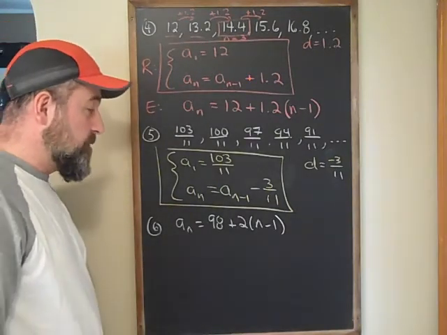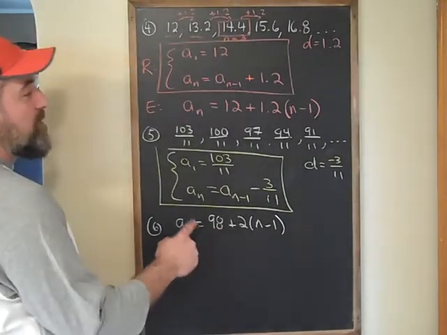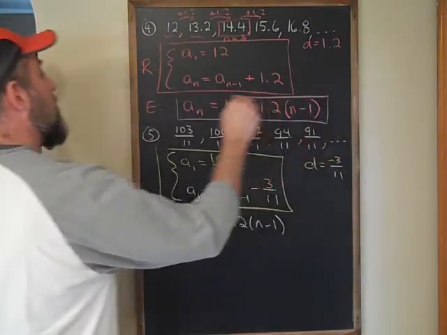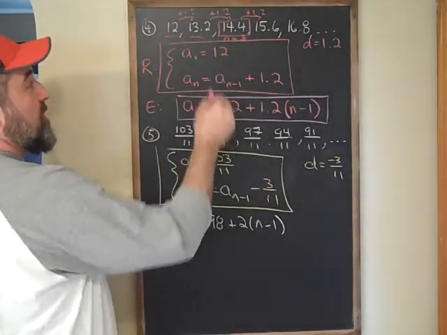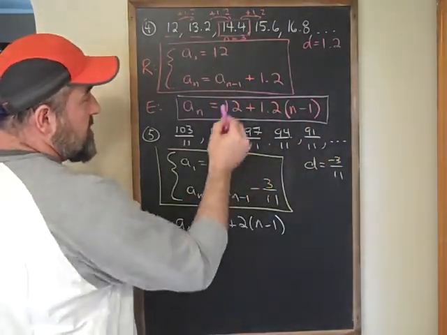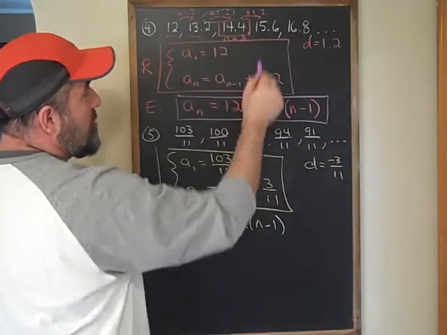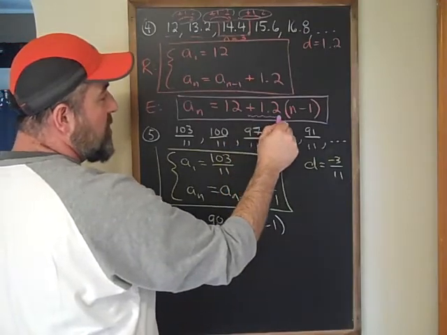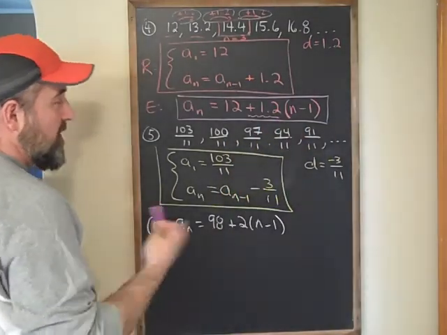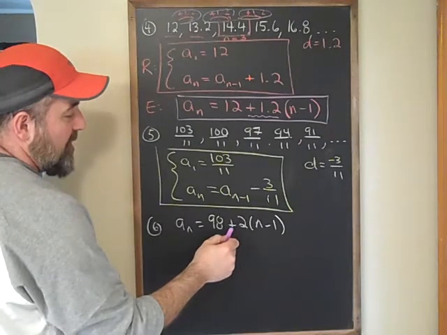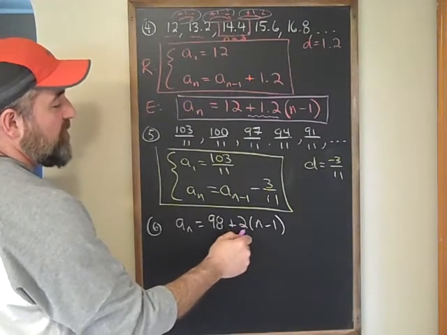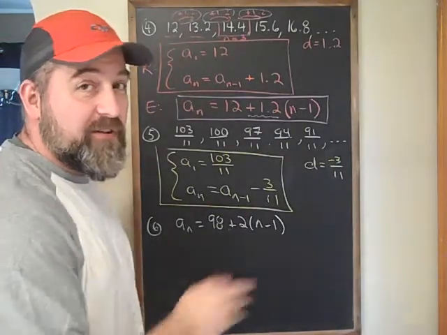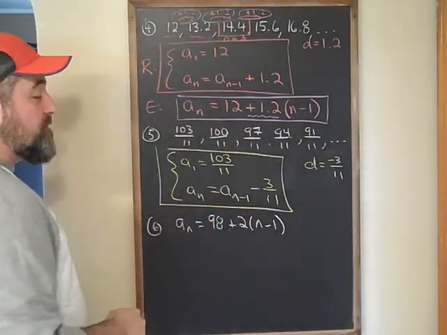Well, if you look back to what we did in example 4, we wrote this explicit formula for this sequence, and maybe you see that if we're constantly adding 1.2, we see plus 1.2 times n minus 1. So looking at that, I see plus 2 times n minus 1. Maybe that means I'm adding 2 every time. It does. Your constant difference for this is 2.